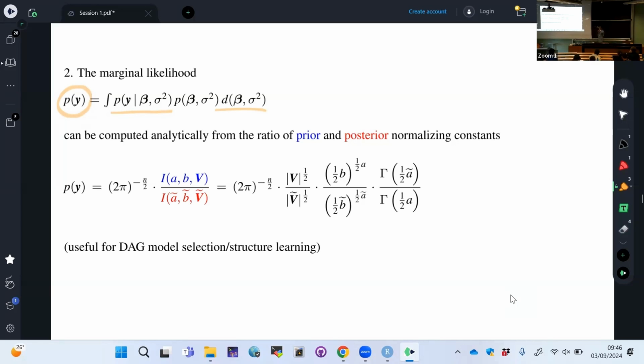Okay, so apart from the result here, the nice thing is that you can compute it whenever you have some data and you have fixed some prior hyperparameters, A, B, and V. You compute the posterior hyperparameters and then you have a number for this marginal likelihood here. So something that you can compute. Okay, we will see that this is particularly useful for DAG model selection, when we will approach DAG model selection through a Bayesian framework.